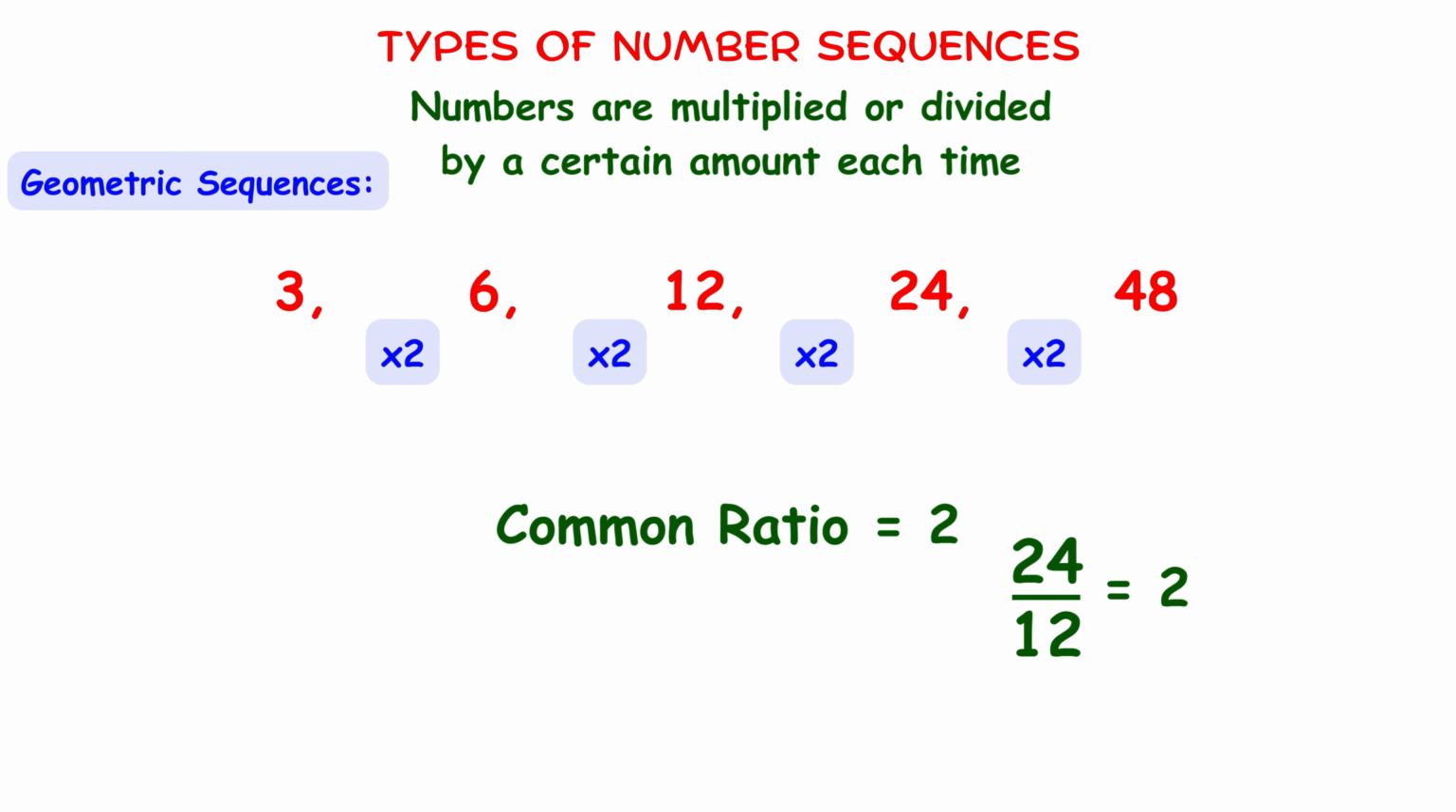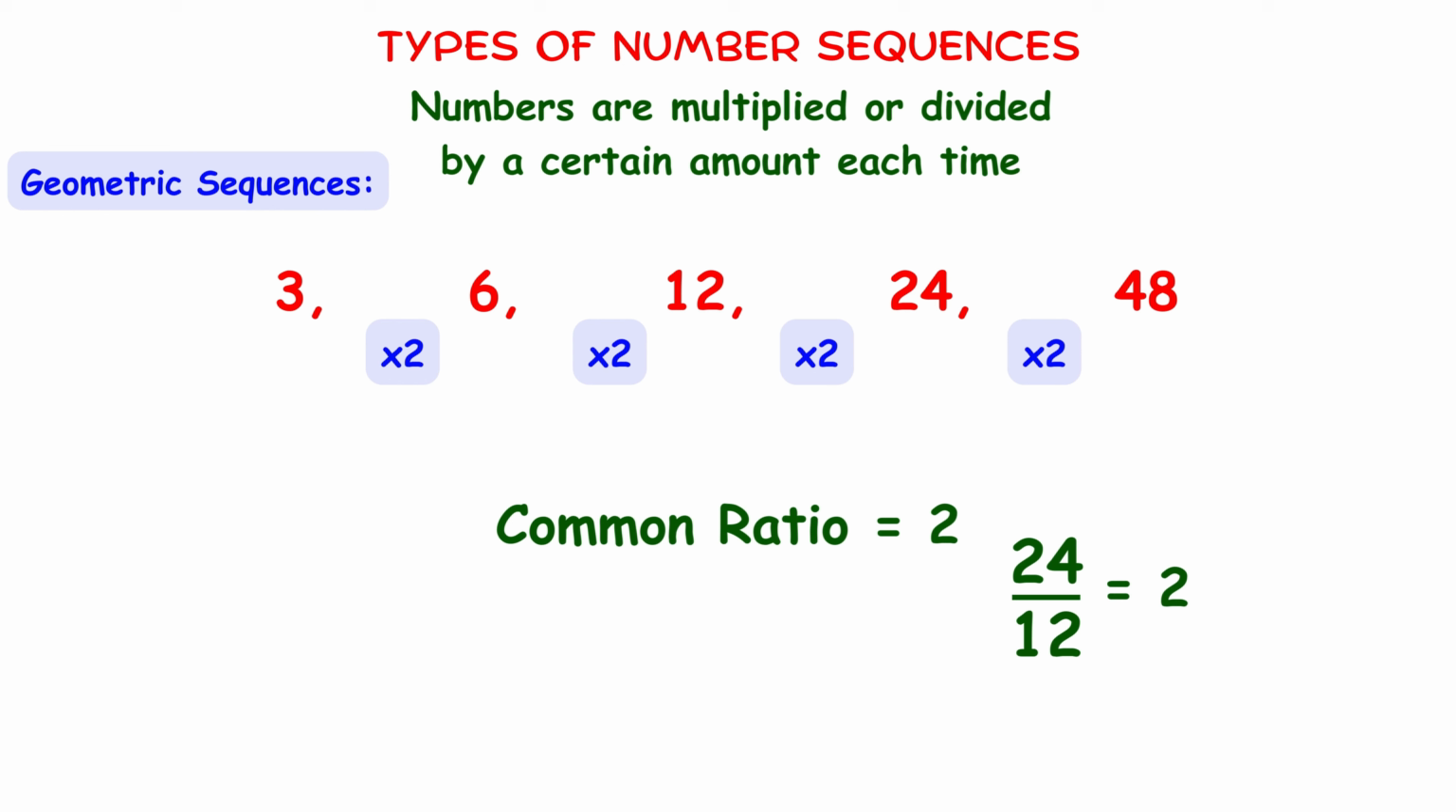To check if it's a geometric sequence, we need to instead see if it's being multiplied or divided by anything each time. To get from 3 to 6, we have to multiply the 3 by 2, and yet from 6 to 12, we have to multiply by 2 again. So the pattern seems to be that we multiply by 2 each time, and for geometric sequences, we call this value the common ratio, rather than the common difference.